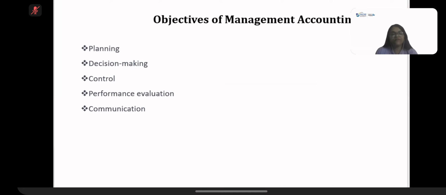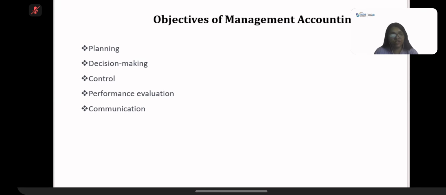The first objective is planning. Obviously, management accounting helps students management in formulating, implementing the plans for the future by providing relevant financial information. Management accounting enables the management to set the realistic goals, forecast future cash flow, estimate what is the financial resources that is needed to achieve those goals.